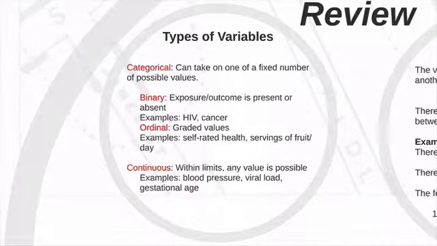Categorical variables take on one of a fixed number of possible values. Two types of categorical variables are binary, where the exposure or outcome is either present or absent. So you're sick or you're not. You took a medication or you didn't. It's binary. It's essentially a 0-1, if that helps you think about it. So that's a type of categorical variable. And to be honest with you, that's actually the type of variable that we're going to deal with the most often in this class. And it's essentially a lazy issue.